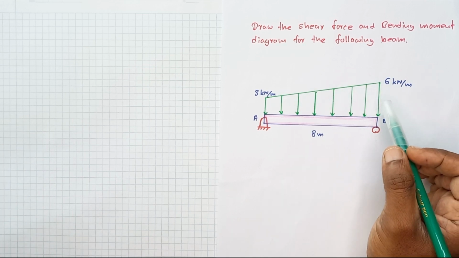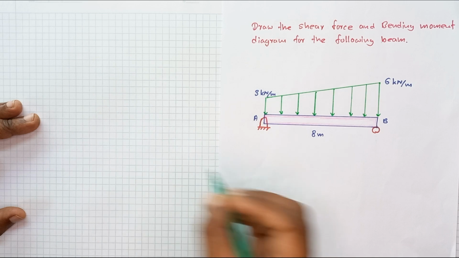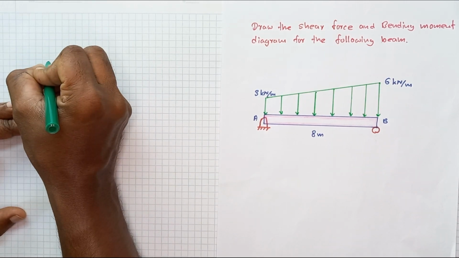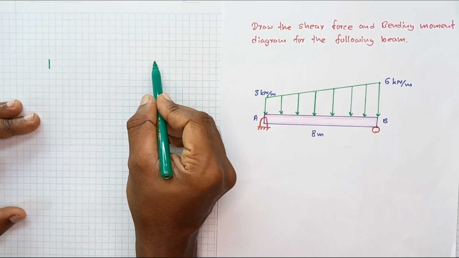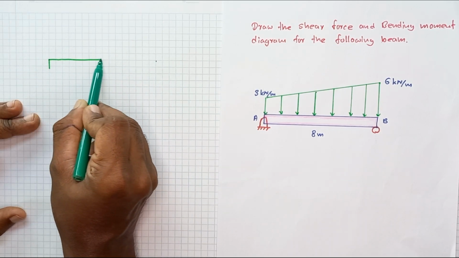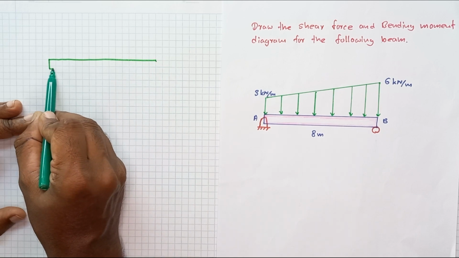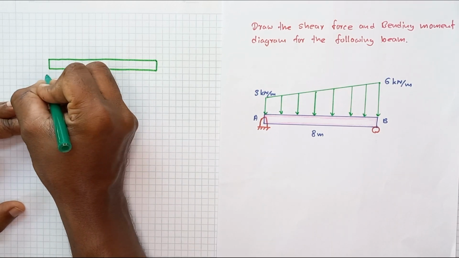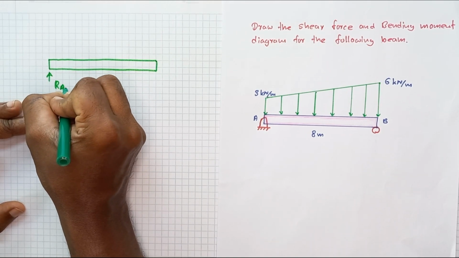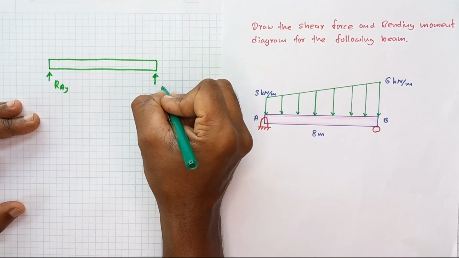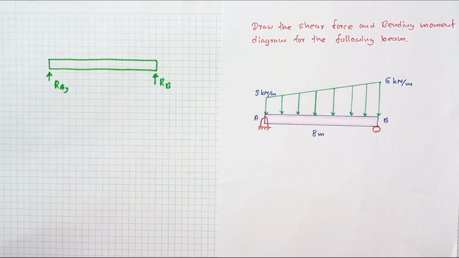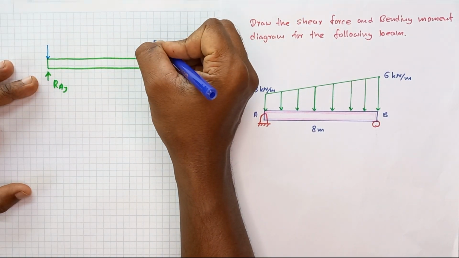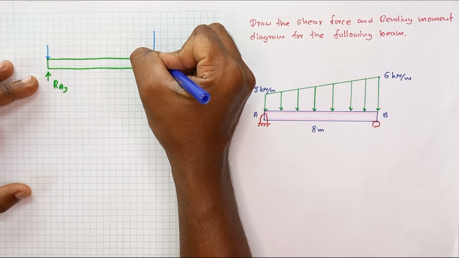Okay, linearly varying distributed load. Then as a first step, I am going to do the free body diagram for the entire beam. Okay, let me do the free body diagram for the entire beam. Then support reactions RAY, RB. Here 3 kilonewton.